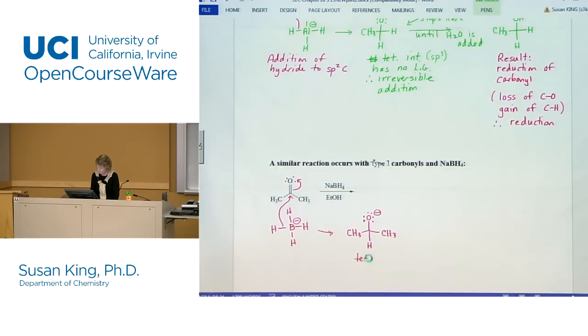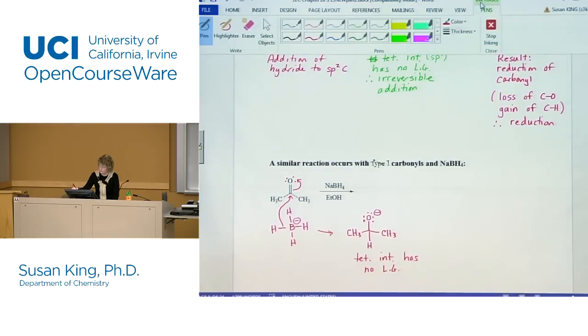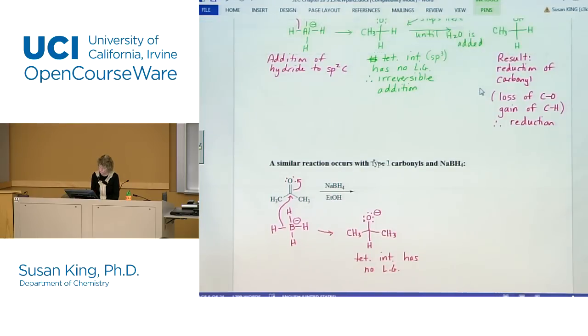Again, the tetrahedral intermediate has no leaving group. And that's because the hydrogen that we just added can't come back off again. So this is the hydrogen that we just added. This can't come back off because it's a terrible leaving group. So it can't leave. Therefore, irreversible.